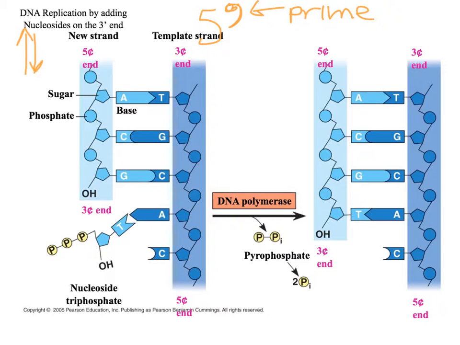The 5' carbon of the sugar has a phosphate attached to it. The 1' of the sugar has the nitrogenous base, and the 3' carbon of the sugar has an open bond, which is the connector site.